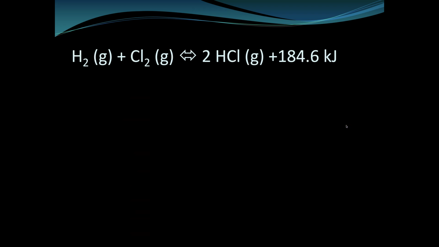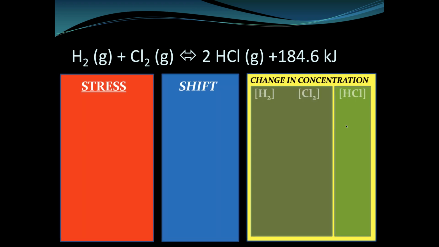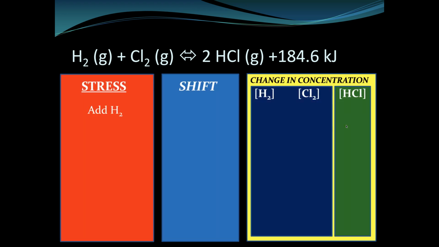Let's apply that to this other reaction. Hydrogen plus chlorine forms hydrogen chloride. If we add H2, the equilibrium will shift away from H2, making not only H2 but also Cl2 decrease. We'll make HCl faster than we break it apart, so its concentration will increase. Whatever we shift away from decreases, whatever we shift towards increases.